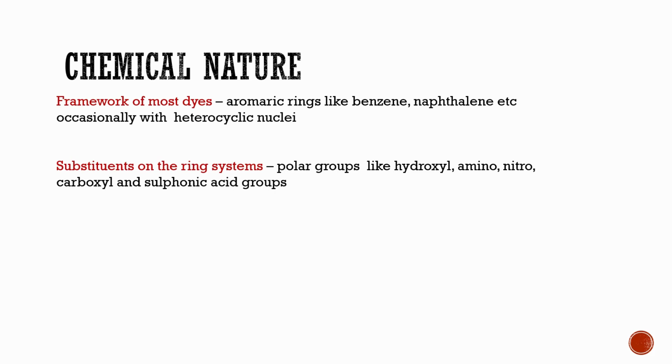Now we will see the chemical nature of dyes. So the framework of most dyes is an aromatic ring like benzene, naphthalene, etc. And occasionally there are heterocyclic nuclei also. So you know the structure of benzene. This is benzene. Naphthalene is 2 fused benzene rings.